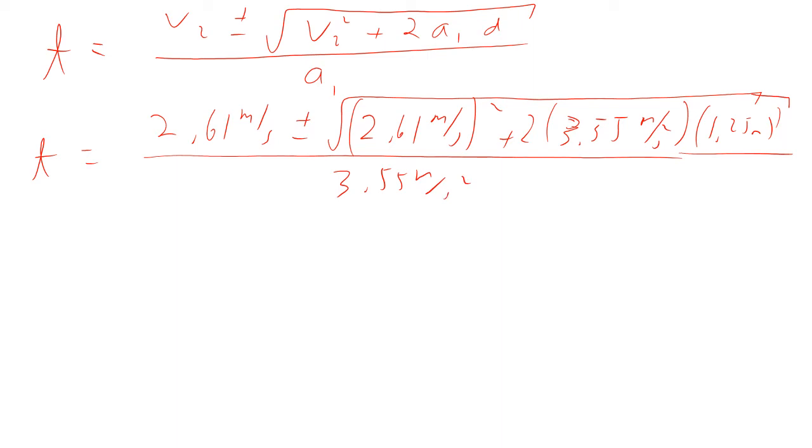So let's make sure the units work out right, because we did a bunch of algebra. If the units don't work out right, we know this didn't work. Meter over second squared times meter is meter squared over second squared. Meter squared over second squared plus meter squared over second squared is meter squared over second squared. The square root of that is meter per second. Meter per second plus or minus meter per second is meter per second. Meter per second divided by meter per second squared is seconds.